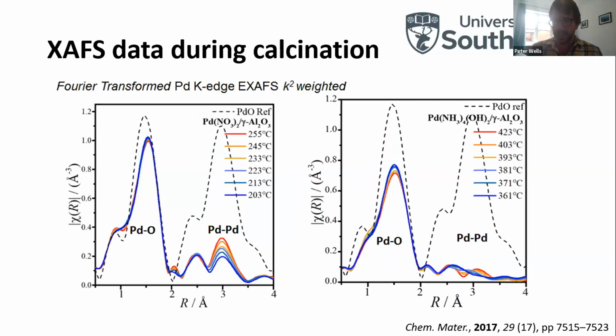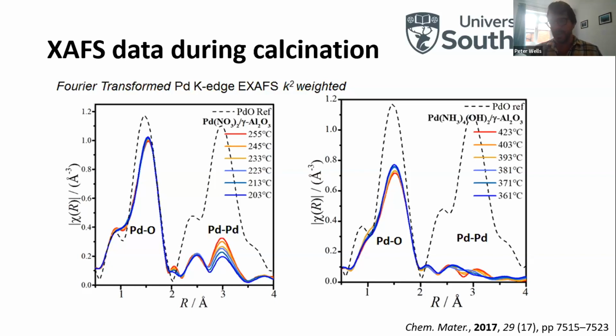Now here we have the calcinations done with the X-ray absorption as a function of temperature. And what's clear here is when you look at the palladium nitrate calcination, you begin to get these features around 3 angstroms in your Fourier transform, which is an indication that you're starting to form a palladium oxide phase, and this is increasing in size. In terms of the amplitude of these features with respect to the palladium oxide reference, because you're working at high temperature, you'll never get exactly the same amplitude because there's some thermal disorder which dampens the signal, but we are moving towards a bulk palladium oxide structure.